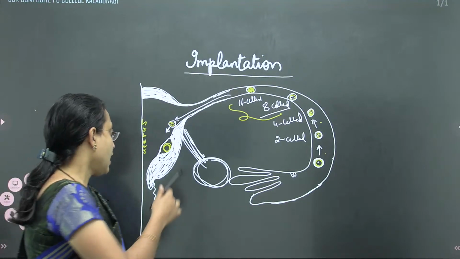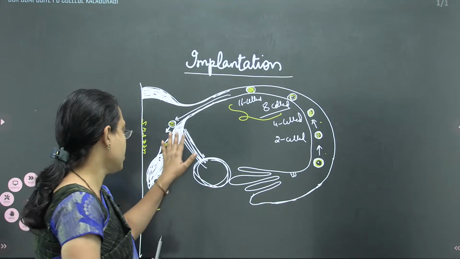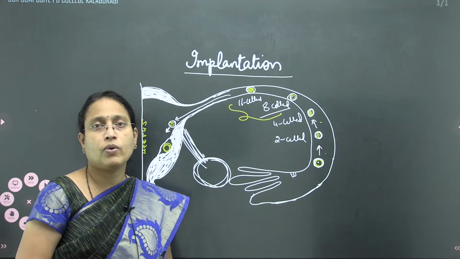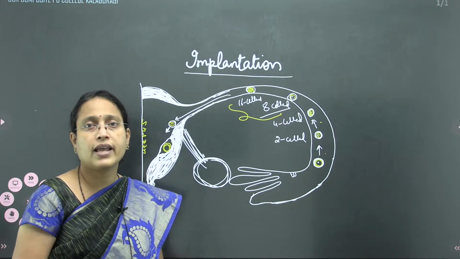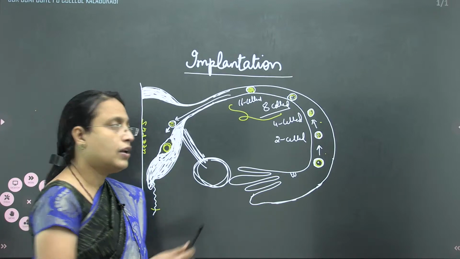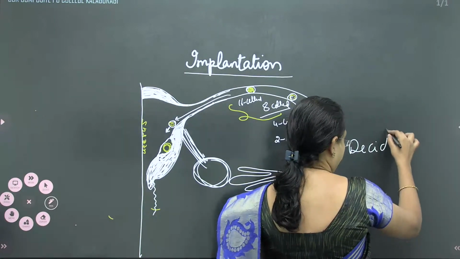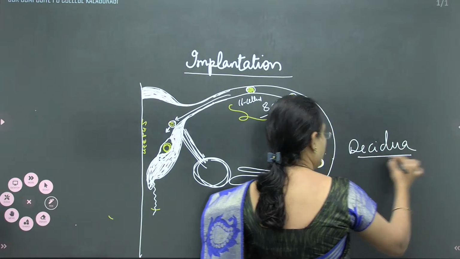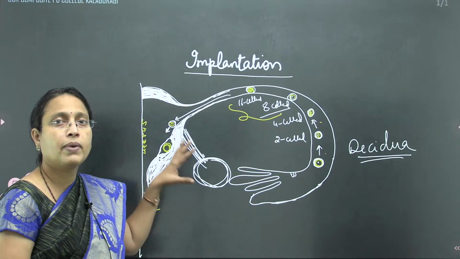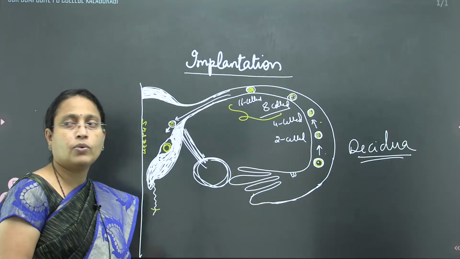During that time itself, after implantation, this is not called an endometrium, it is called decidua. Decidual reaction occurs once implantation completes. Now decidua is nothing but the thickening of the endometrium after implantation. The endometrium after implantation is called decidua.